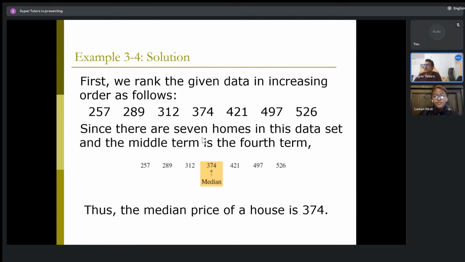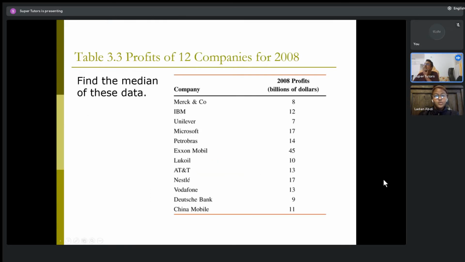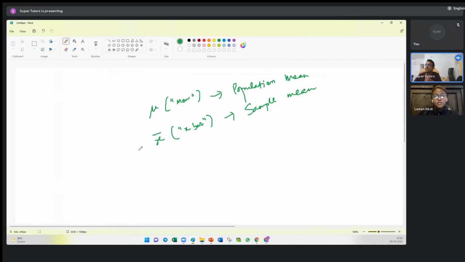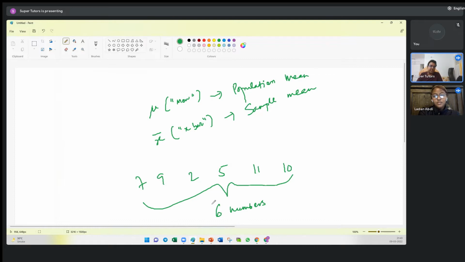Now the problem arises when I have an even number of numbers. Because if you look at any sort of a combination of even numbers, let's say if I have 7, 9, 2, 5, 11, and let's say 10. So how many numbers do you see on my screen? Six numbers. Now, when there is an even number of numbers, which is six in this case, there is no single middle term, but there are two middle terms, if you see, right? Because I have two numbers here, I have two numbers here, and two in the middle.